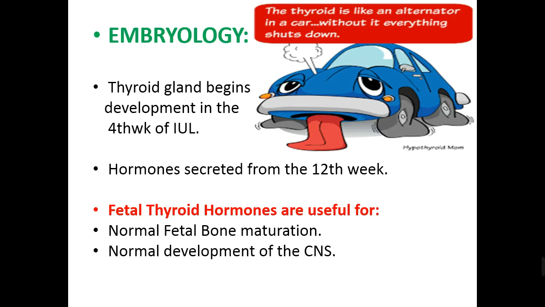Embryologically, the thyroid gland began development in the 4th week of intrauterine life. Hormones secreted from the gland at about 12 weeks of intrauterine life. Fetal thyroid hormones are useful for normal fetal bone maturation and for the normal development of central nervous system.